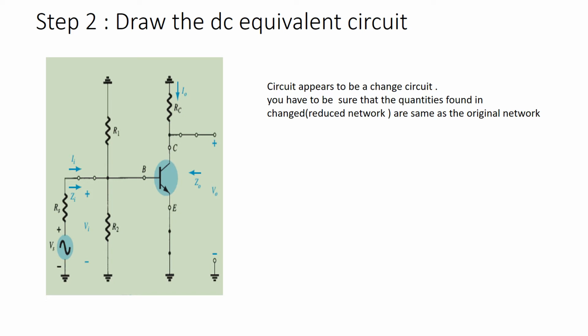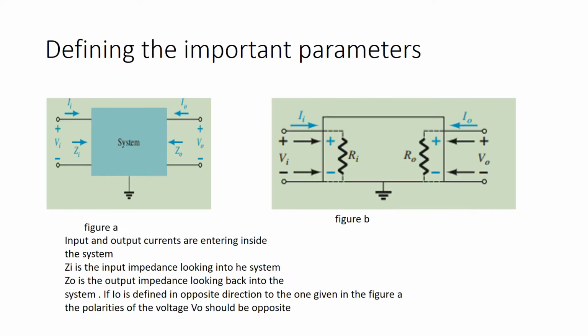Draw the equivalent circuit. We can see that the DC sources are shorted and capacitors are also shorted. This was a bypass capacitor across RE, so that component is also shorted. Defining the important parameters: when you are doing the AC analysis, they are the input impedance, output impedance, and the overall voltage gain of the given system. So this is a single stage amplifier we are talking about.